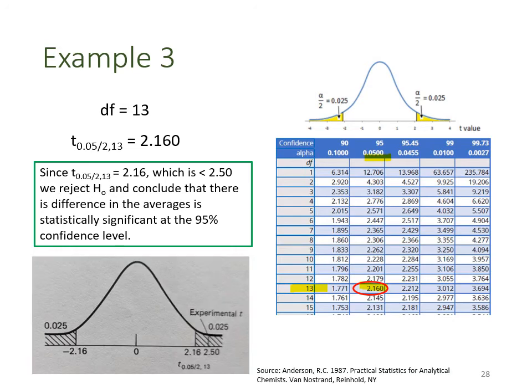And we can show this graphically again. Here is our critical t-value, and here is our experimental t-value. You can see it is greater than the critical t-value, and we reject the null hypothesis.